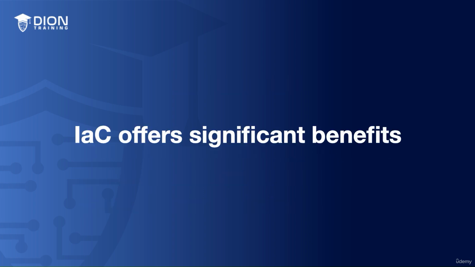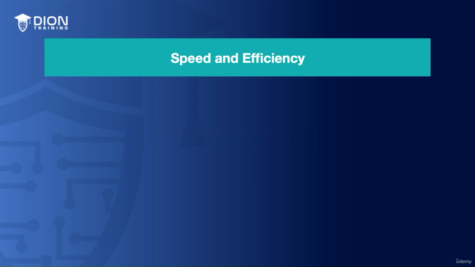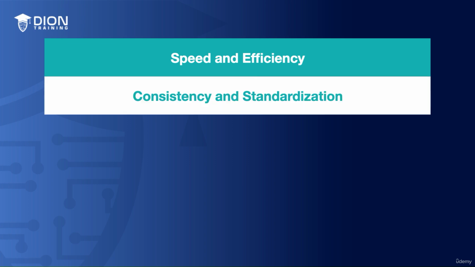Infrastructure as code offers several significant benefits, including speed and efficiency, consistency and standardization, scalability, cost savings, and auditability and compliance. First, speed and efficiency. Infrastructure as code allows for the rapid provisioning and deprovisioning of resources, which can significantly speed up the development and deployment process. Second, consistency and standardization.